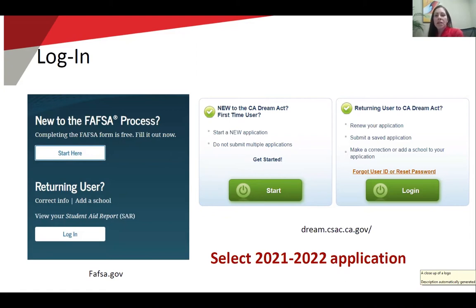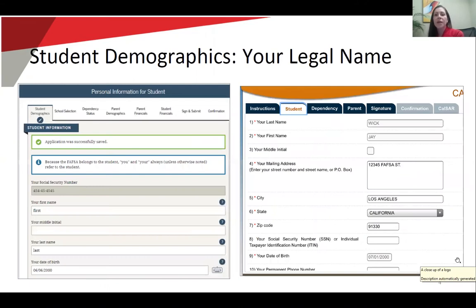So the next section, next slide, is your legal name. If you are submitting a FAFSA, make sure that you are entering the exact name on your Social Security card and make sure that it matches the birthday on file. This information is important because it's going to be sent to the Social Security Administration for verification. It also has to match the information that you have with each university that you are applying to.